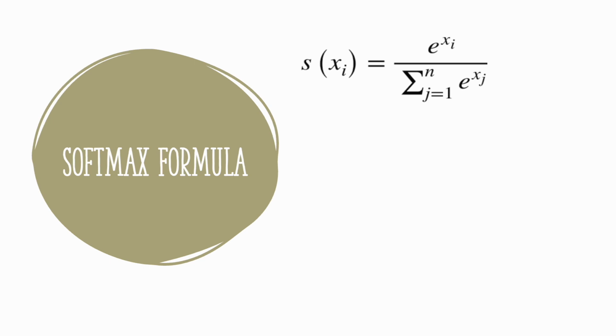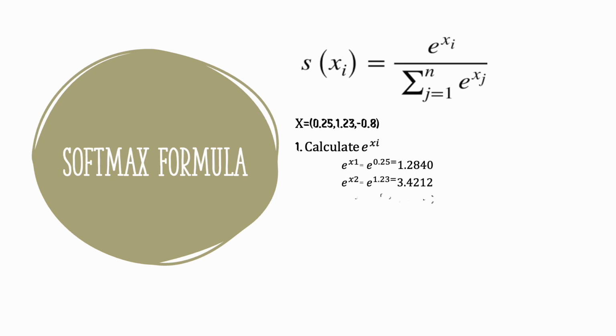Here is the formula for softmax. It takes a few steps to calculate the softmax values, so let's work through the example. For each member of the input x, softmax first raises e to the power of that number. E to the power of any number is always positive. This ensures the probability does not end up as a negative number.